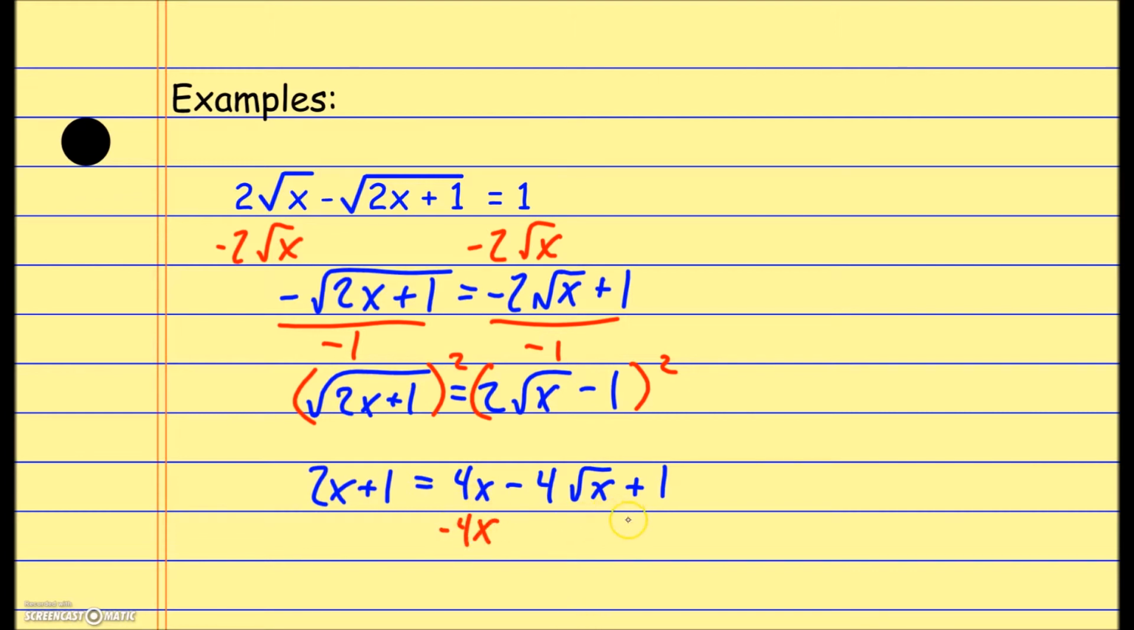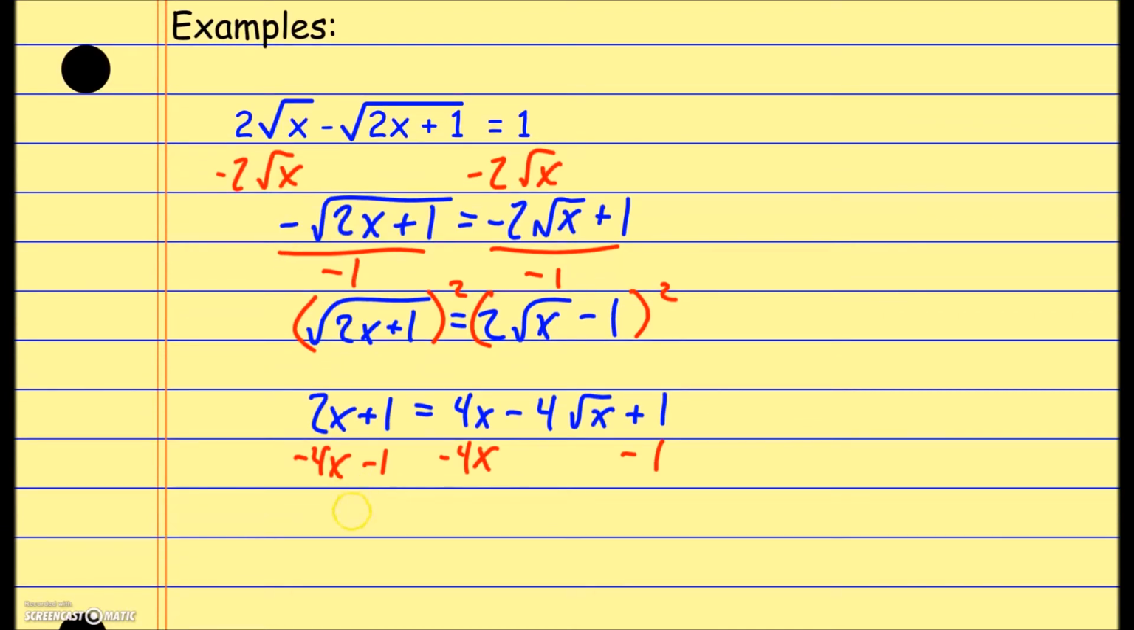I'm going to isolate that radical. So I'm going to subtract the 4x and the 1 from each side. So here I subtract the 4x and the 1. And that's going to leave me with a negative 2x equals a negative 4 root x. I'm going to divide by the negative 4.